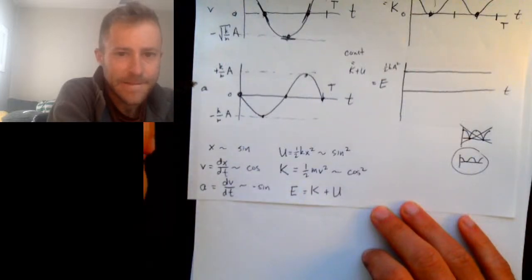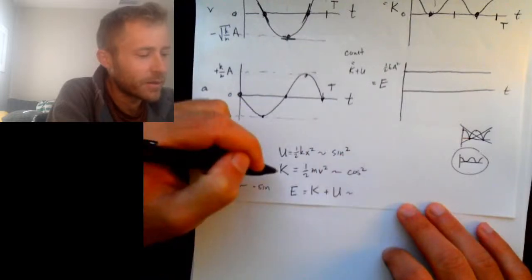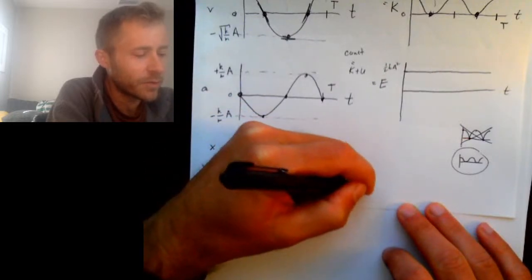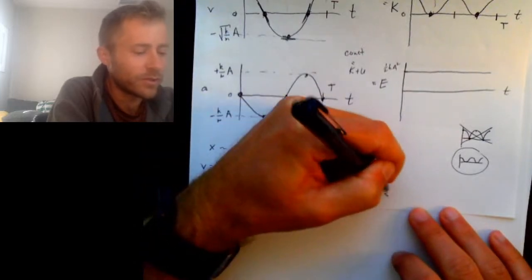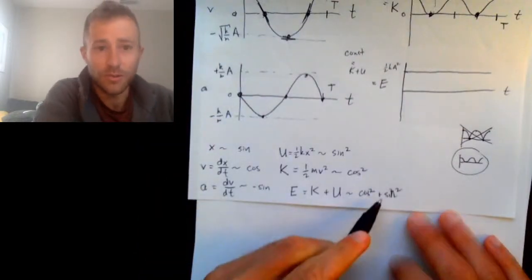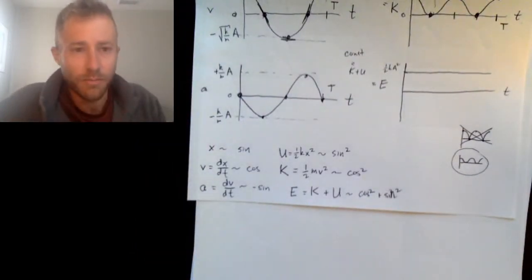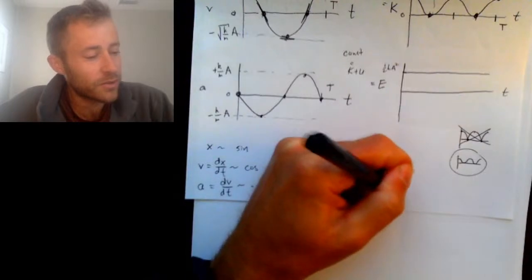All right. And the kinetic is acting like cosine squared. The potential is acting like sine squared. So the total energy behaves like cosine squared plus sine squared. And if you know from your math class, cosine squared plus sine squared is equal to 1, which is a constant.